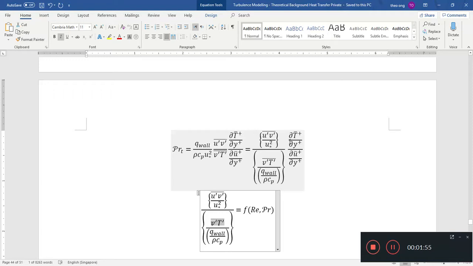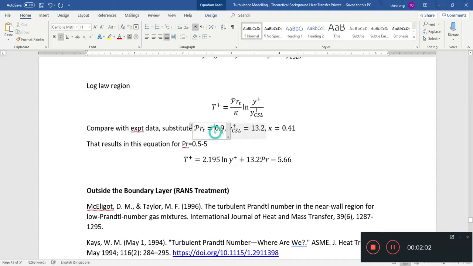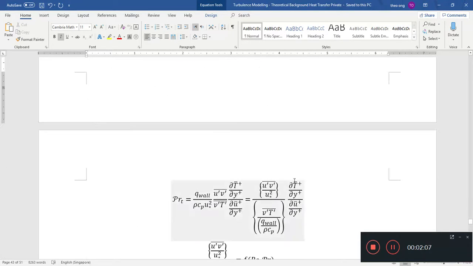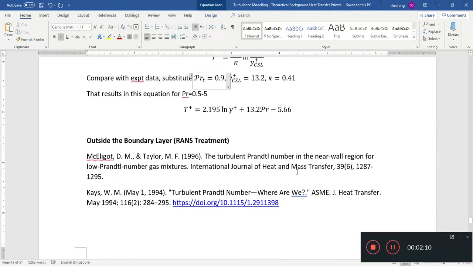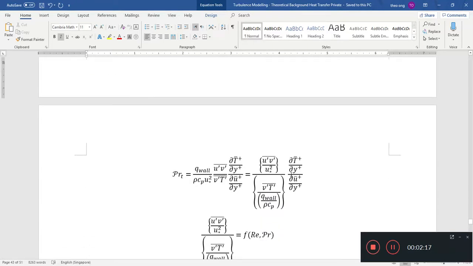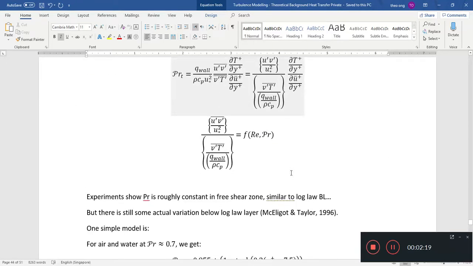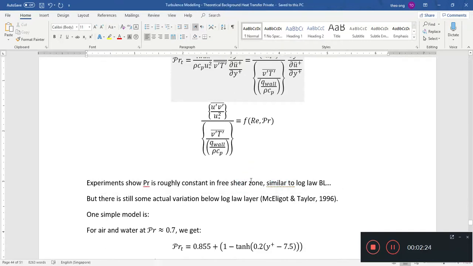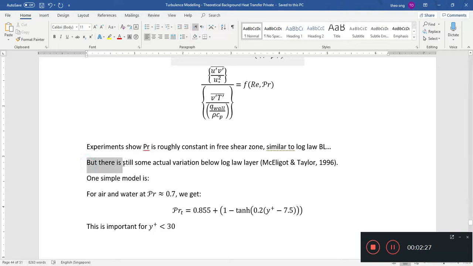And then, of course, we actually substituted these expressions from the law region. So this Prandtl number, 0.9 or 0.55, is usually more applicable to the law region. And experiments also show that you can get away with using this Prandtl number throughout the rest of the bulk fluid. So we want to really put this to the test by looking at some experimental data.